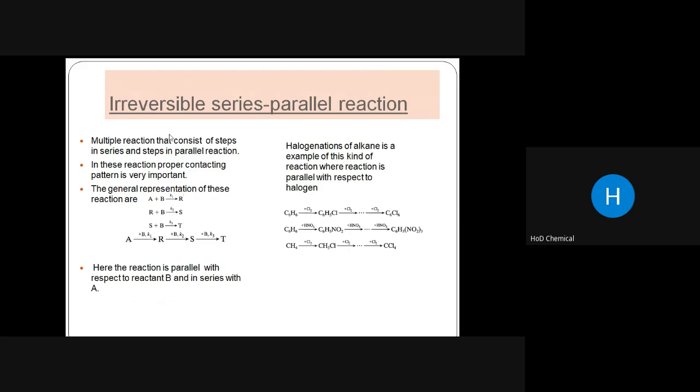So these are all the basic examples of parallel reactions and series reactions, that is the halogenation of alkane. So here, in series reactions and parallel reactions, the contacting pattern is very important. Okay, so from the contacting pattern only, it is easy to obtain high conversions.